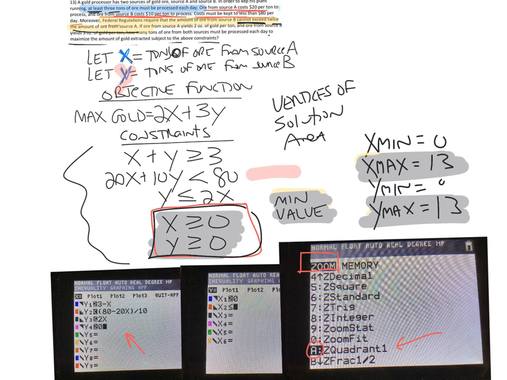I'm going to hope that that's going to be enough in terms of answering this question. I'm looking at my numbers here. My numbers are not terribly large since I have 20x equals 80. That means the x-intercept is going to be 4. And here I have 10y is 80, so my y-intercept is going to be 8. So I think this viewing window, if I go to zoom in quadrant 1, is probably going to be good enough to get my solution area.